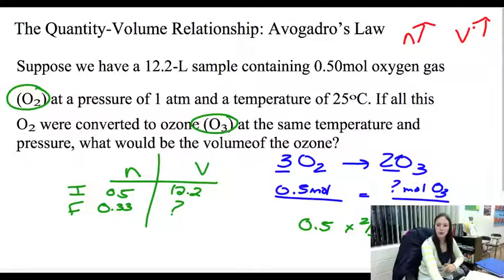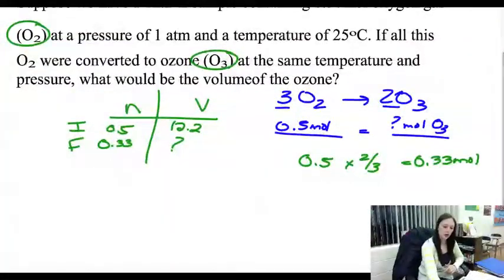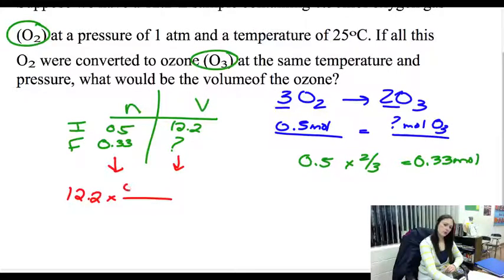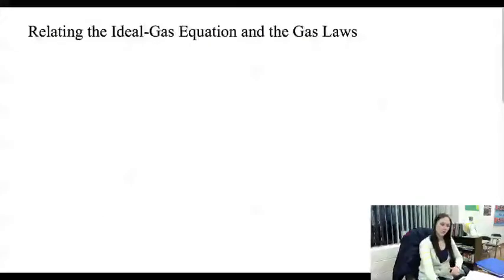Now what I gotta do is multiply to make my number either bigger or smaller. And my amount went down, which means that my volume needs to go down. So I can take 12.2 times, put the 0.33 on top, the 0.5 on the bottom, multiply and then divide, and we get 8.1 liters. Last one, we're going to put them all together, and then you can do one by yourself.